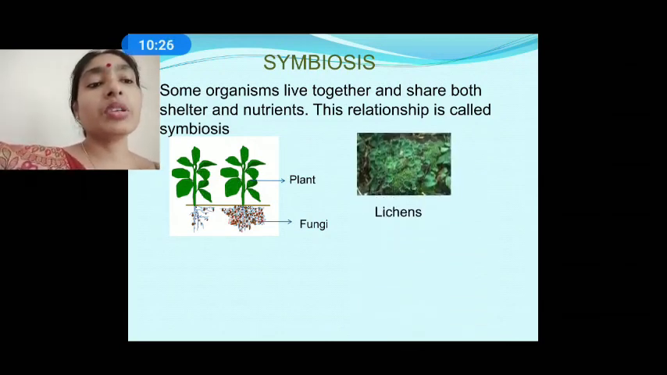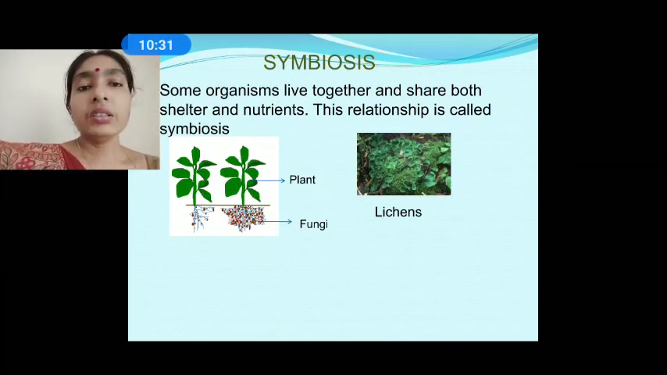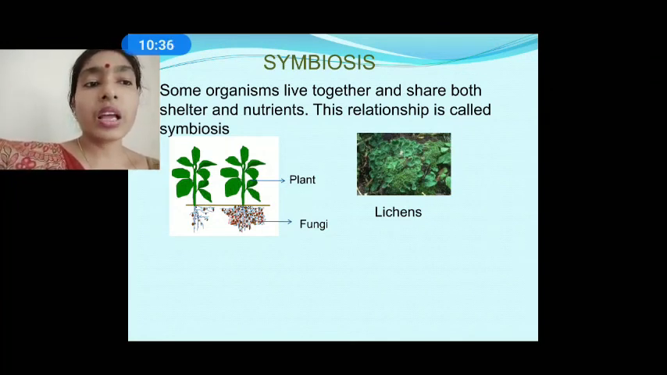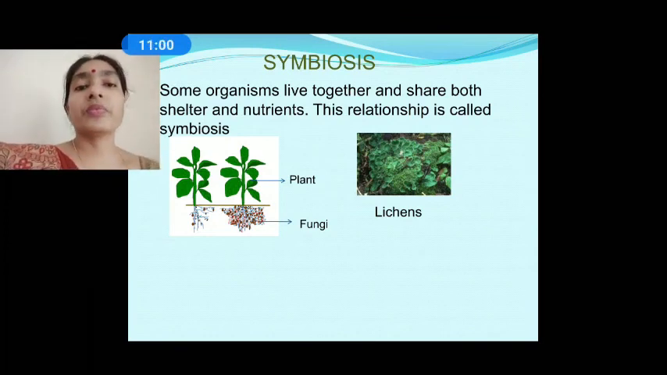Similarly, another example you can see is lichens. Lichens is nothing but algae and fungi living together. The green algae prepare food with the help of photosynthesis, and they supply this food to the fungi. The fungi collect water and minerals from the soil and give them to the algae. That way they help each other, that means they share their food as well as shelter. This kind of nutrition is known as symbiosis.